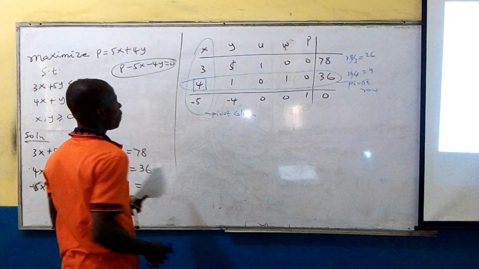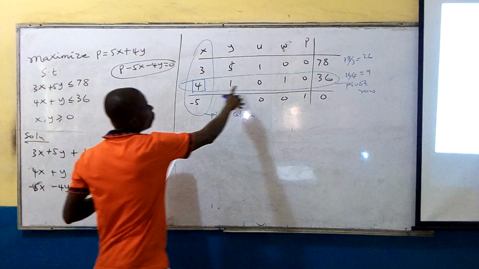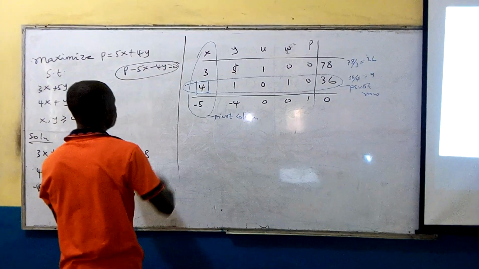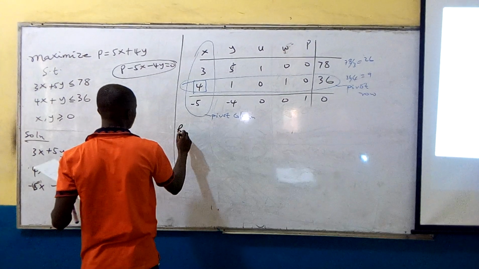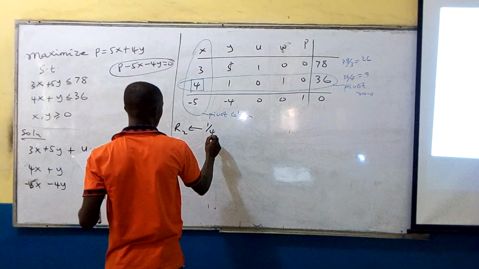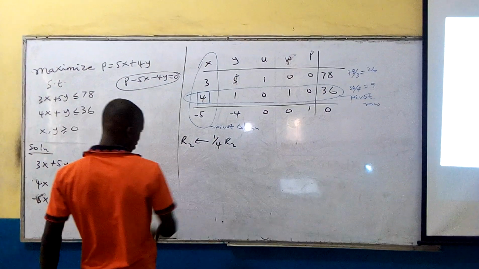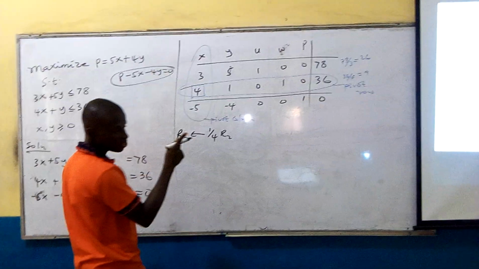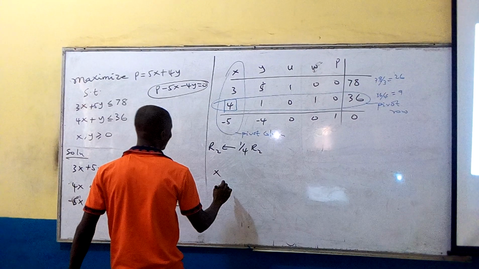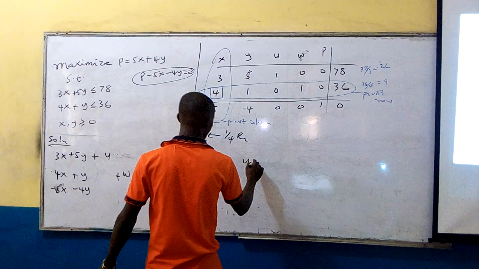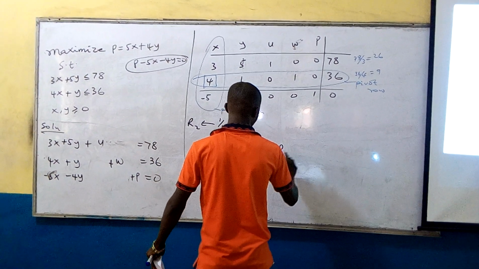So first, how do you make this 1? We divide by 4. So replace row 2 by 1/4 row 2. So we have another tableau, so we have to write out another tableau with u, w, p.